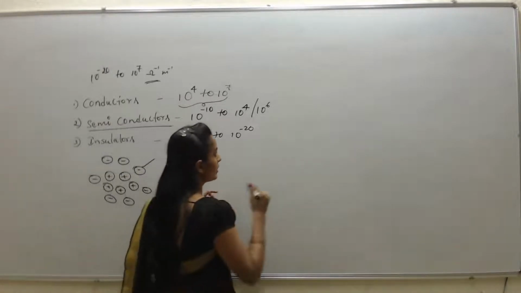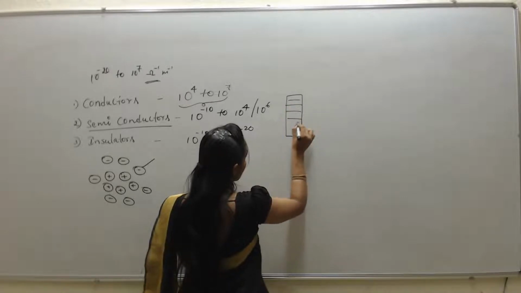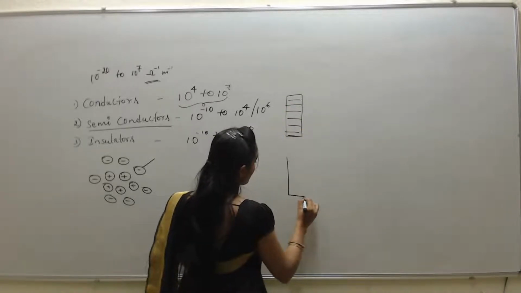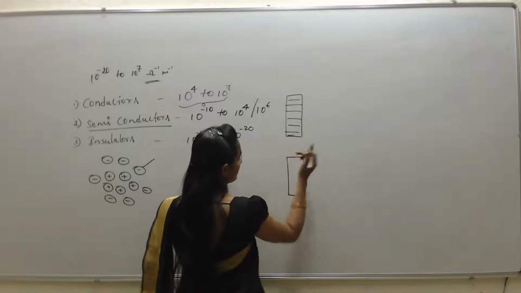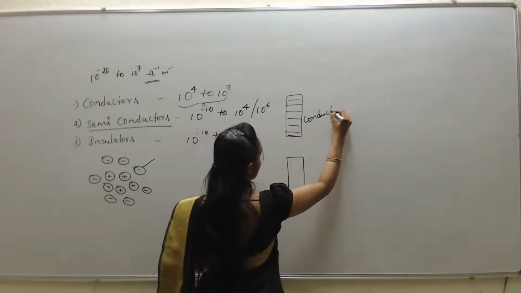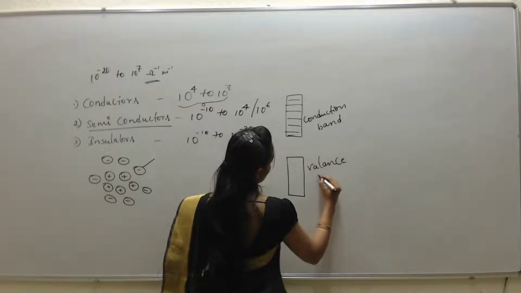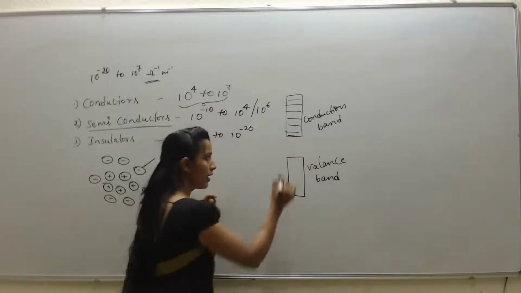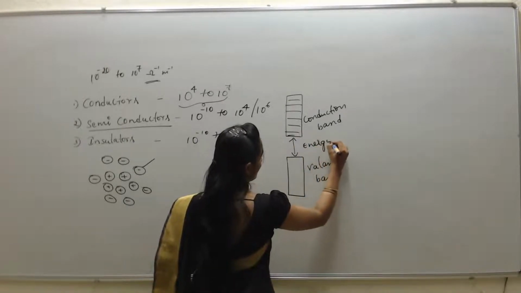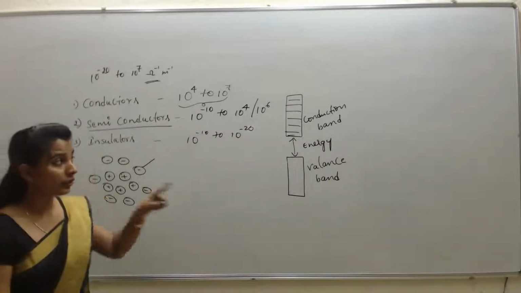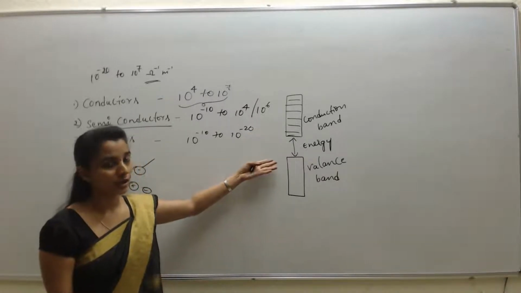I'll draw a diagram here. Listen. Assume this is the conduction band and this is the valence band. The energy between them is the energy gap required for electrons to jump from the valence band to the conduction band or the conduction band to the valence band.